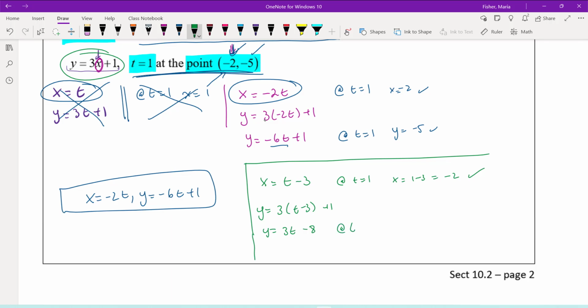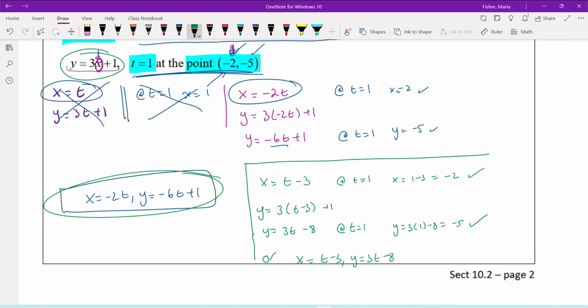So what happens at t equals 1? Well, I'd have y equals 3 times 1 minus 8, which is -5. Again, that's perfect. So this could be our answer, or our answer could be x equals t minus 3, comma, y equals 3t minus 8.